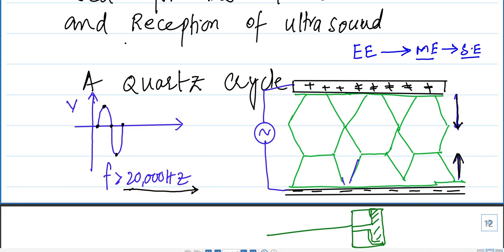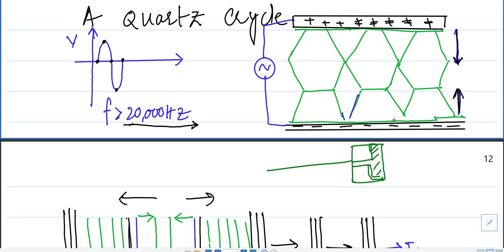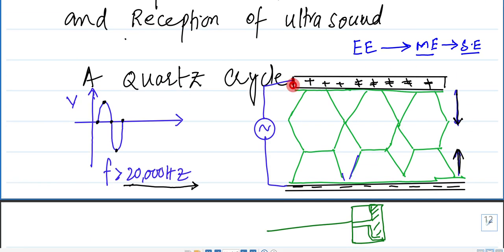This is a quartz crystal, and that quartz crystal is sandwiched between two electrodes, cathode and anode. That cathode and anode are connected with a high frequency alternating power supply, at the frequency of the ultrasound which we want to produce, simply a frequency generator. The frequency generator produces the electrical signal at this frequency, and that signal is applied to this.